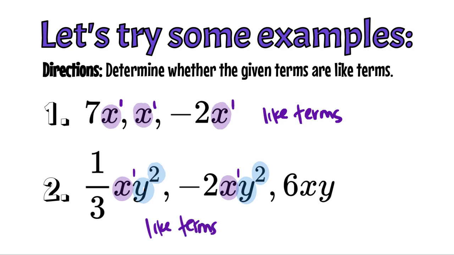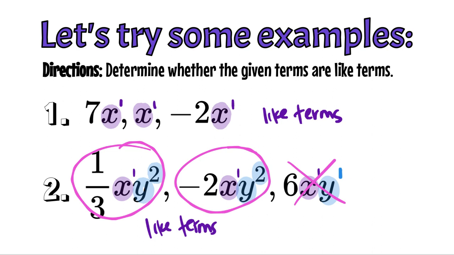Let's look at the third term to determine whether it is also a like term. We see that we have x, again, it's raised to the first power, and we also have y. However, our y is raised to the first power here, not squared. Therefore, this last term is not a like term. So this one is not a like term. These two are like terms.